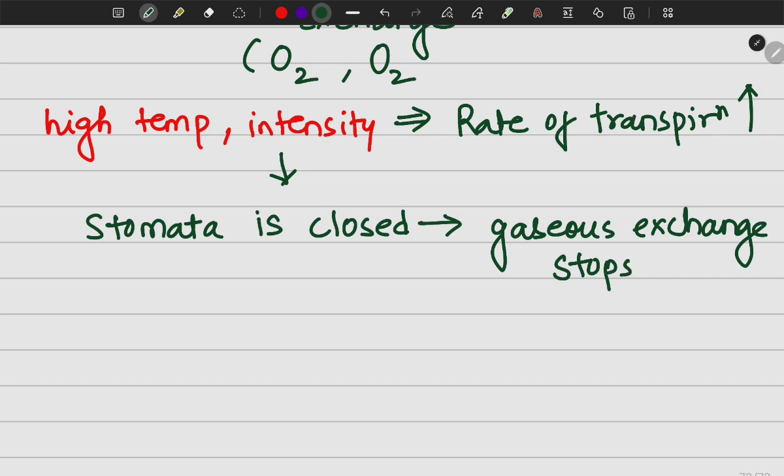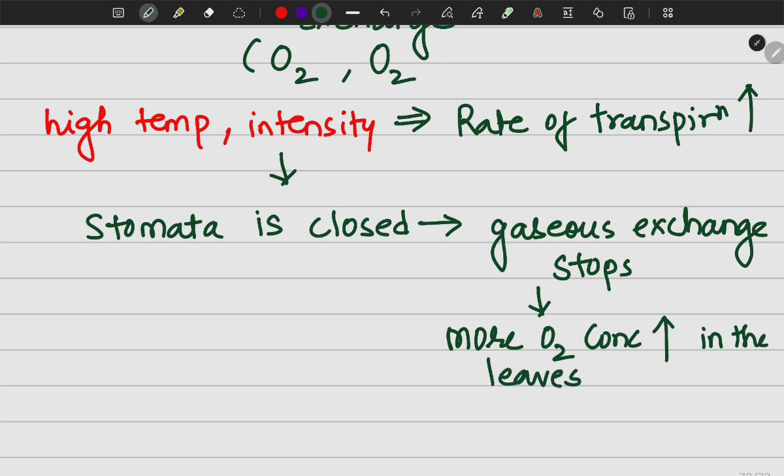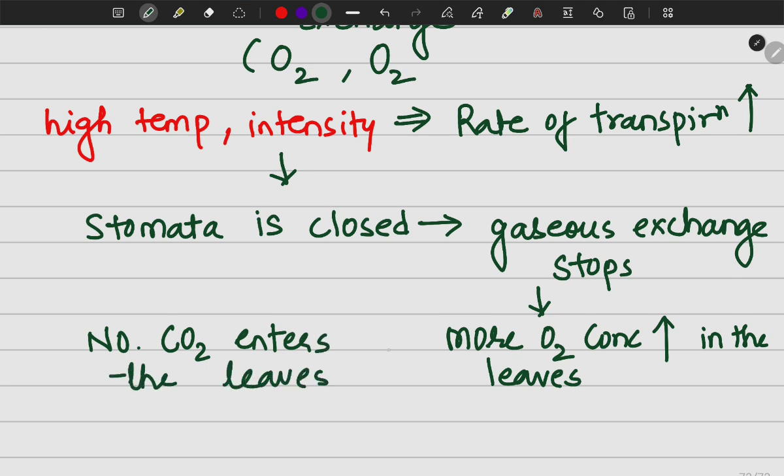Now when gaseous exchange stops, what will happen? No carbon dioxide will enter inside the leaves and more oxygen will be concentrated inside the leaves. More O2 concentration in the leaves or the chloroplast, and no carbon dioxide enters the leaves. This is what happens when the stomata is closed in the case of high temperature and high intensity of light.